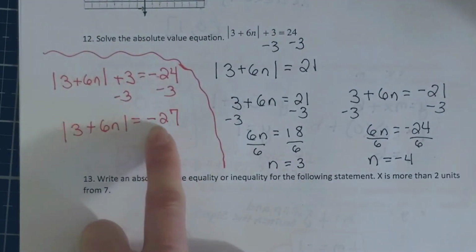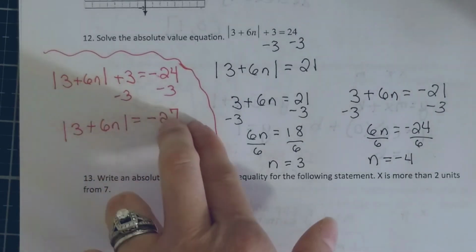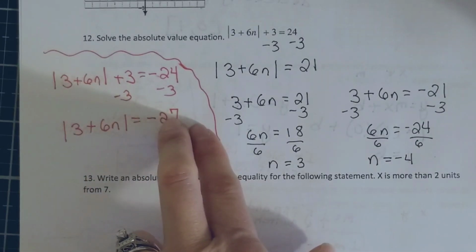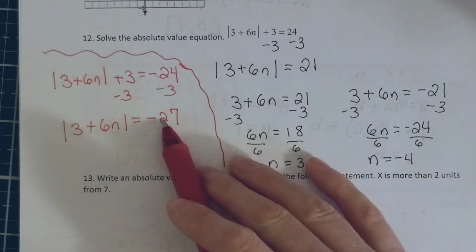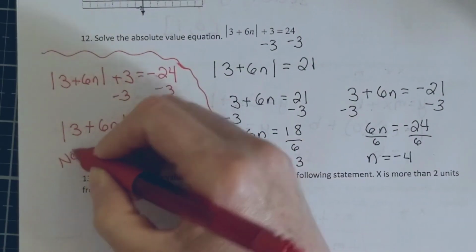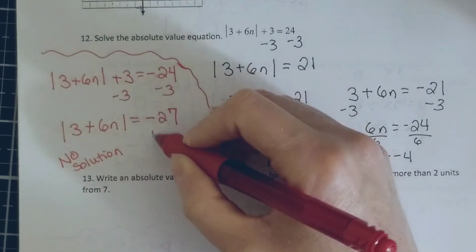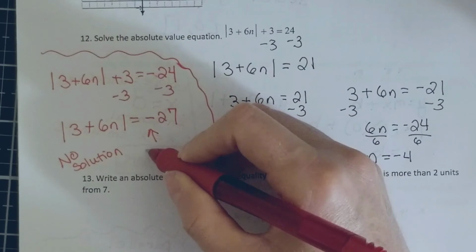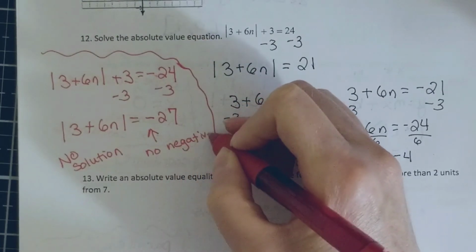And if you have the absolute value on one side and a negative on the opposite side, then it is no solution. You can't have negatives on this other side. Just as a side note, no negatives on the opposite side. If you get a negative there, it's no solution.